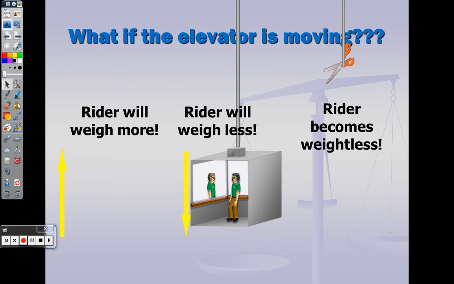Now, in all these examples, we are ignoring things like air resistance. All right.